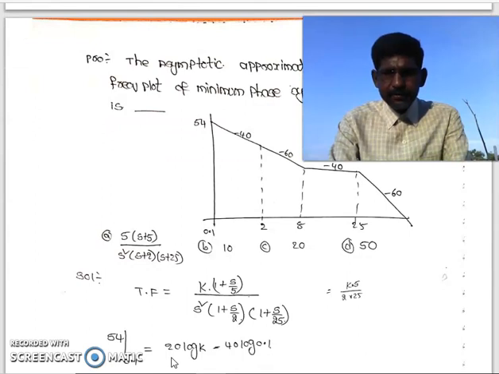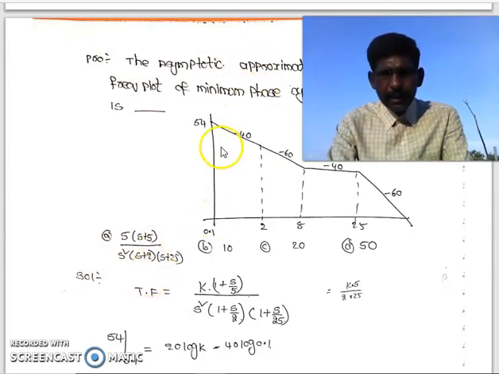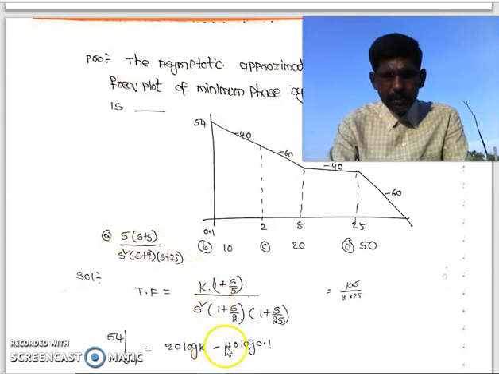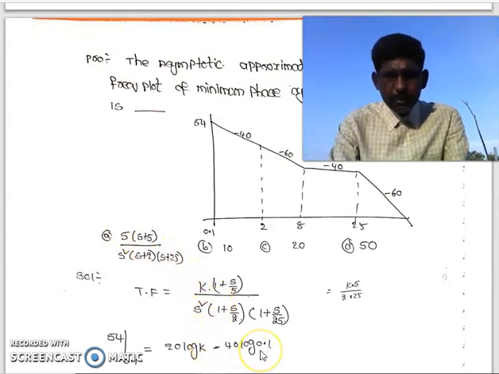Now, what is the transfer function? How can you find the k value? To find the k value, what is the magnitude? 54 at 0.1. 20 log k minus 40 log 0.1.